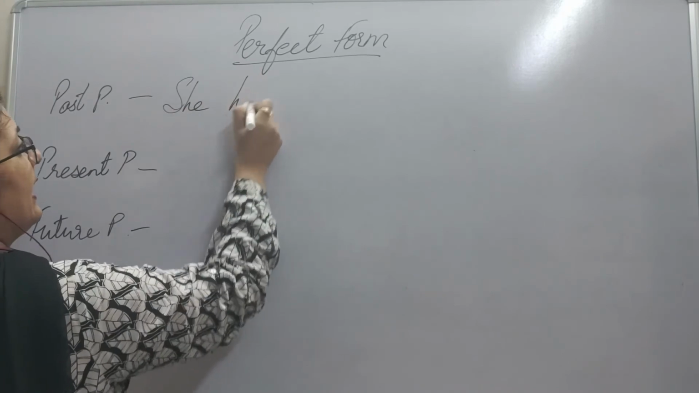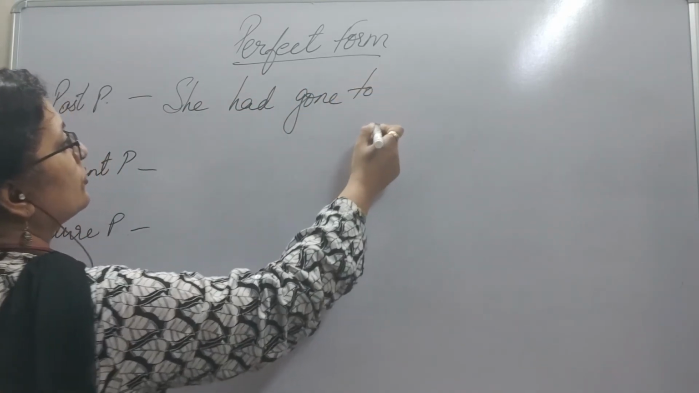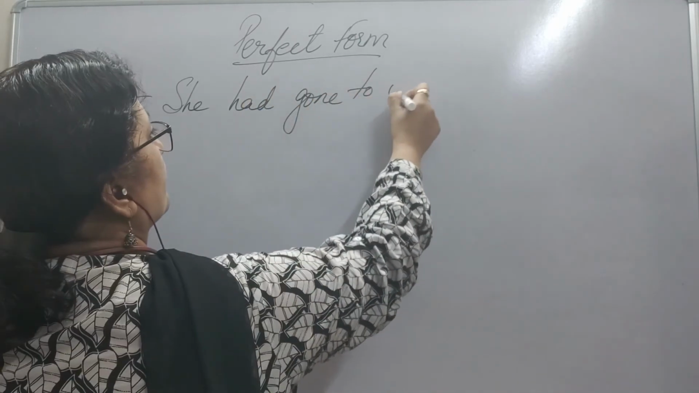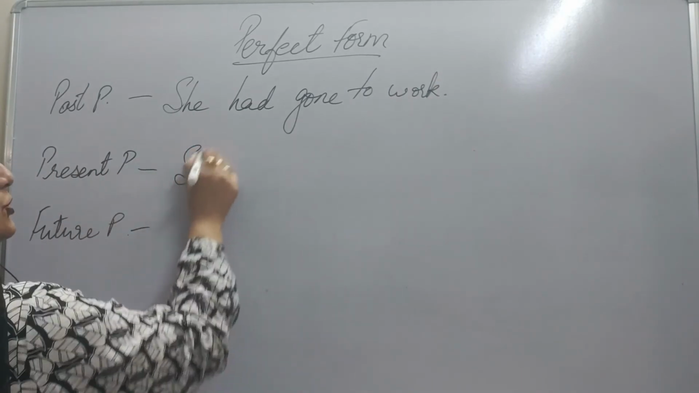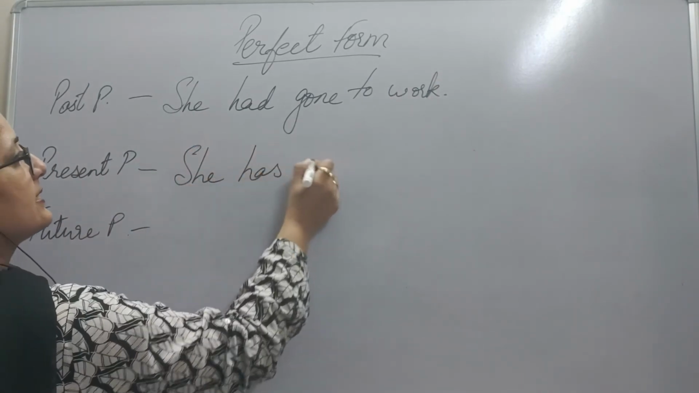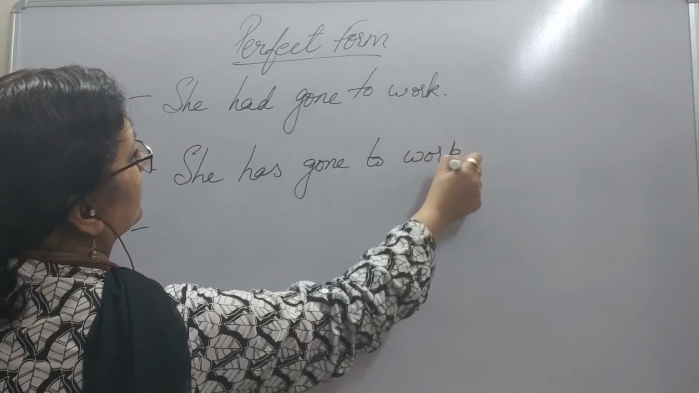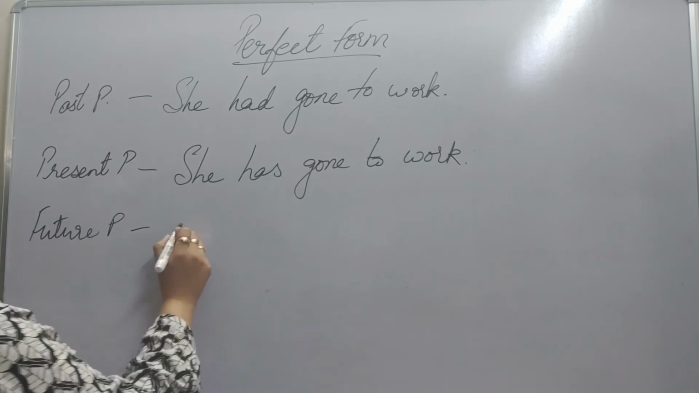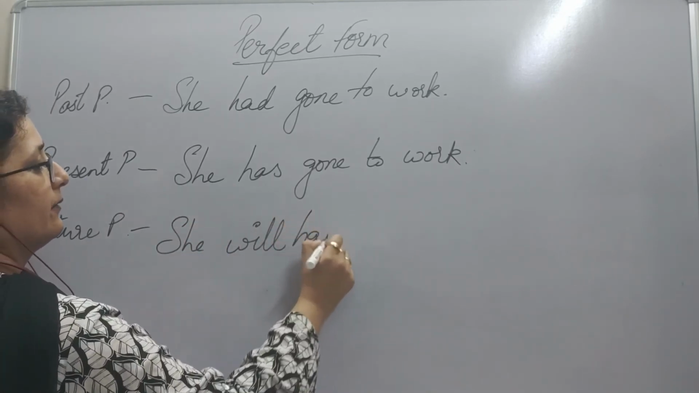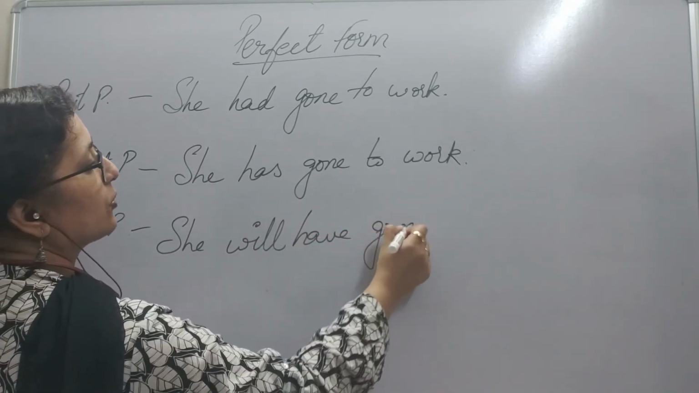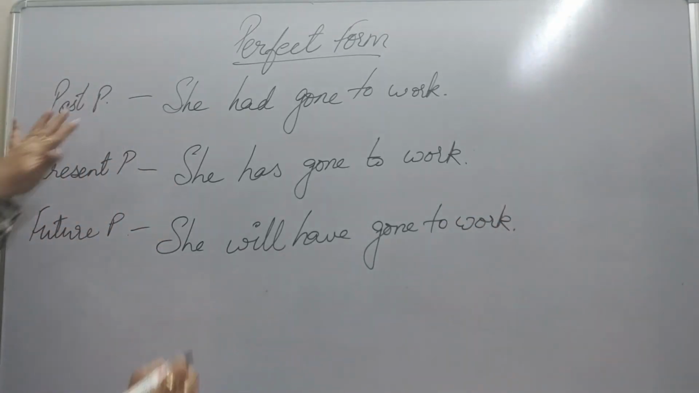she had gone to work. Right? Present form, what will it be? She has gone to work. And in the future perfect, she will have gone to work. Now here we are talking about the past.